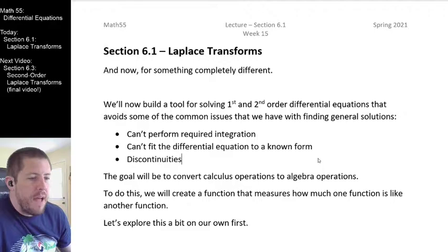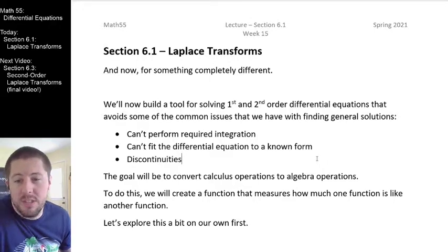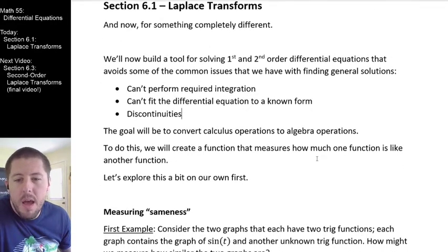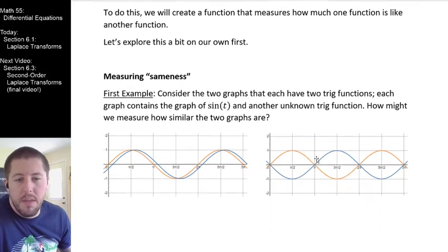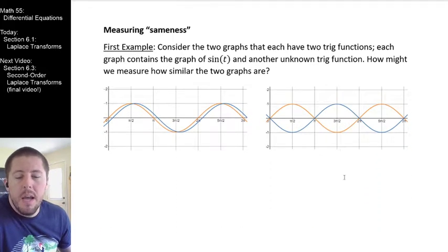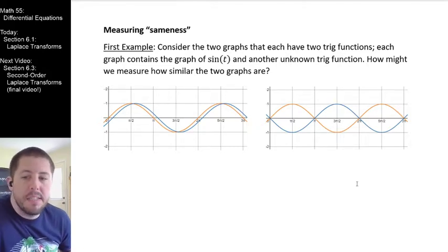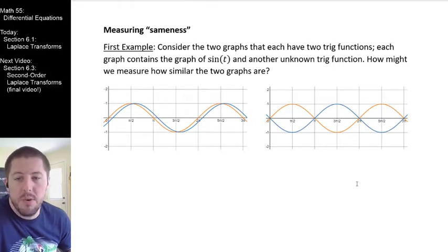So let's ask ourselves two basic questions about functions being the same. We're going to look at a graphical example and an algebraic example. And the thing that we want to ask is, how would you measure the similarity between two functions? I want to get a numerical measure of how similar two functions are. So in this, we see two sets of graphs.